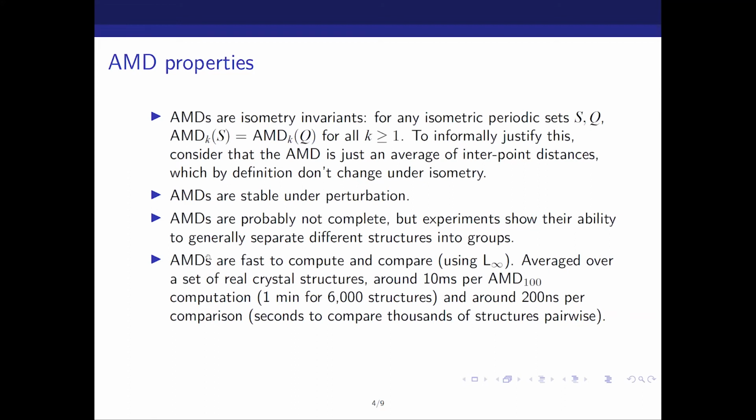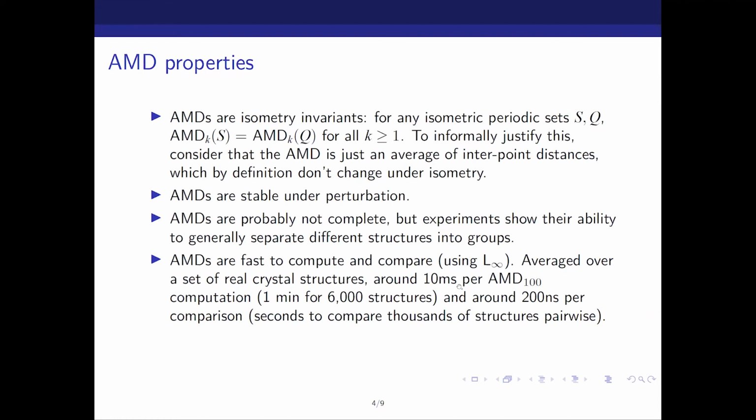We're going to see in a sec how AMDs might differ from the answer that density gives you. And lastly, but probably not least, is that they're super fast. They're just a vector of numbers. So calculate it for a structure once, and you can just keep it and compare with it as many times as you want. And we compare using the simple L infinity metric, which is just the maximum deviation between two of these vectors along any dimension.